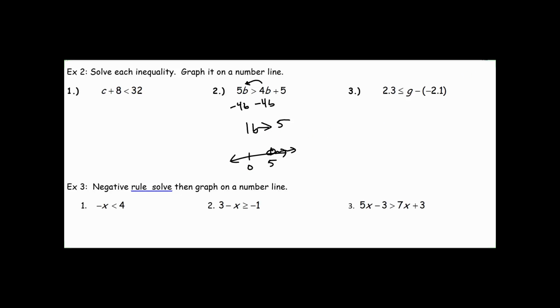Another way to help you remember that the open circle goes with non-equal to: if I had an equal to sign, I would think of filling in the circle with that equal to sign. But since I don't, I have an open circle. Alright, you should try 1 and 3 and see if you get it, and then we'll talk about our negative rule.